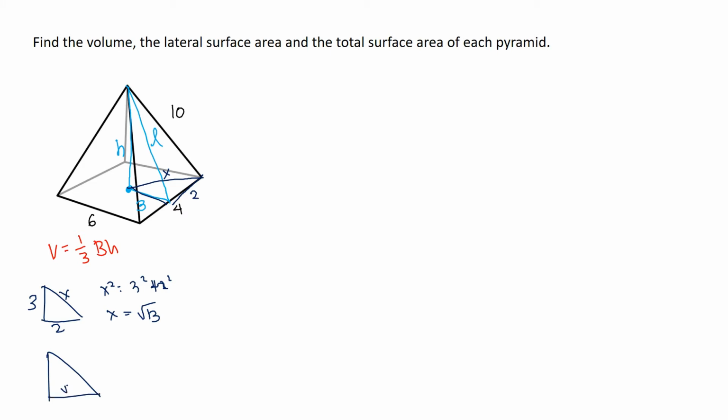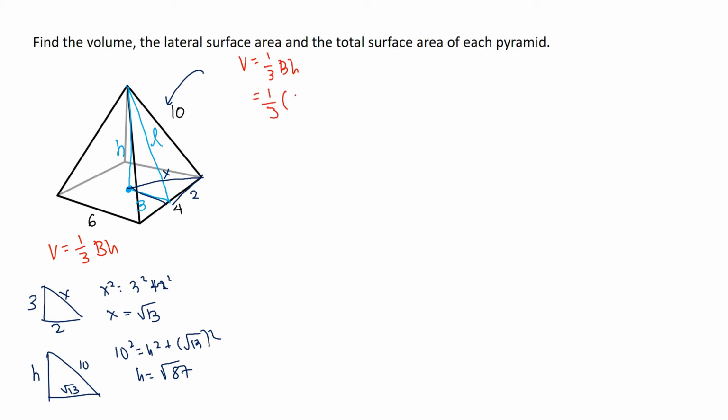So, x is the square root of 13. This is the edge, and this is your height. Now we can solve for h: 10 squared equals h squared plus the square root of 13 squared. How much is h? That is the square root of 87. So that's the height. Once we have the base, we can solve for the volume, which is 1/3 base times height.